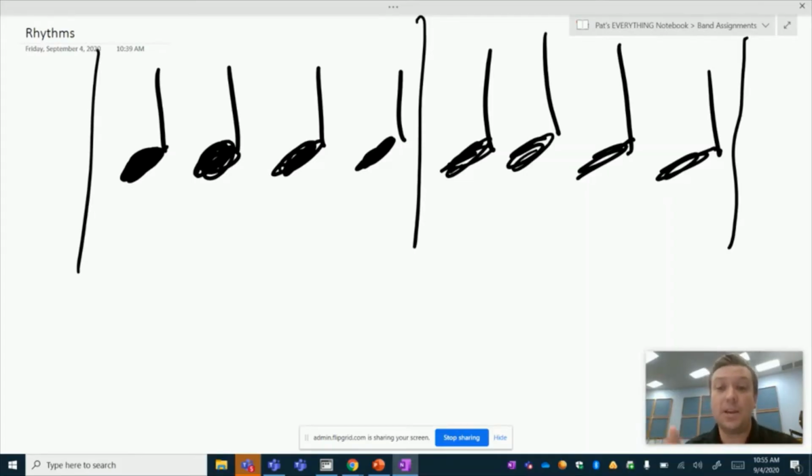So when we get a new measure, it starts at 1. That's a very important thing to know. Now, let's learn how to write the rhythms underneath this.